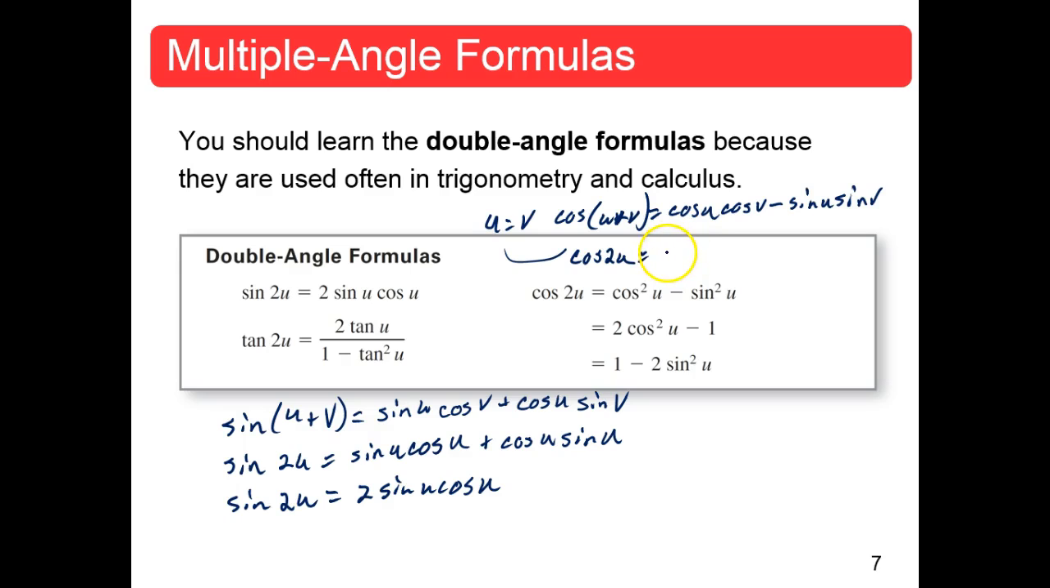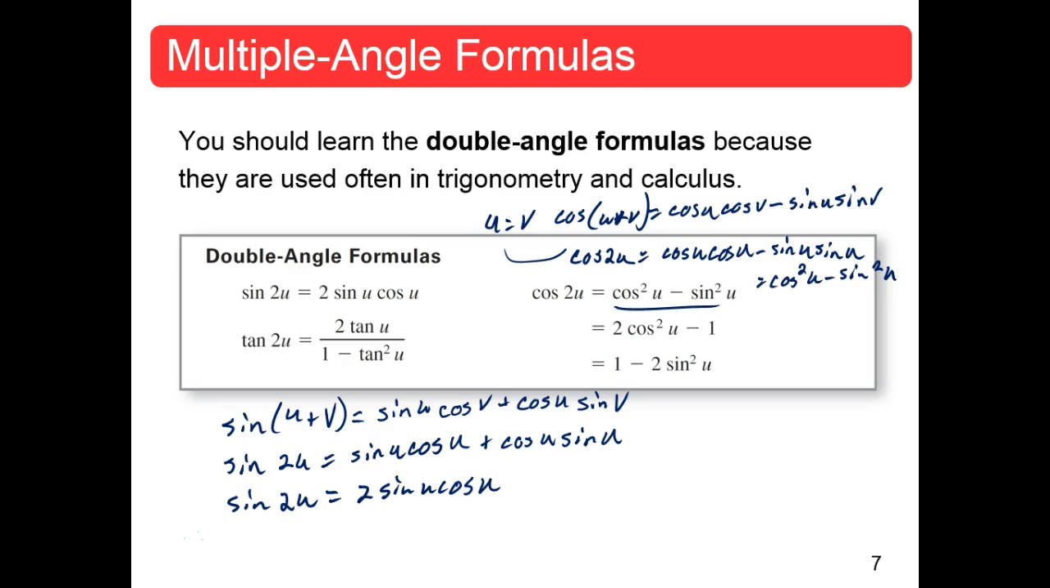And this would be cosine U, right? Minus sine U sine U. What is cosine U? No, they're multiplied. Cosine squared U. So that would be cosine squared U minus sine squared U. And that's exactly what they've got there.